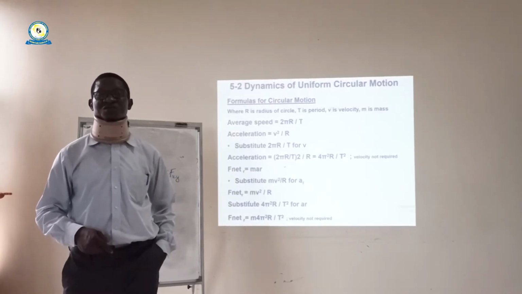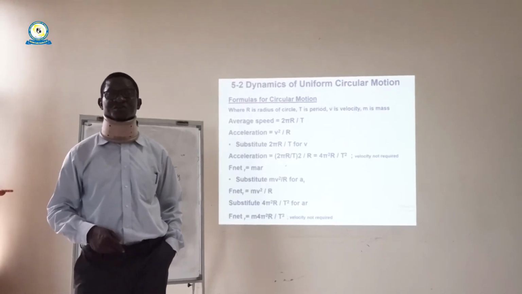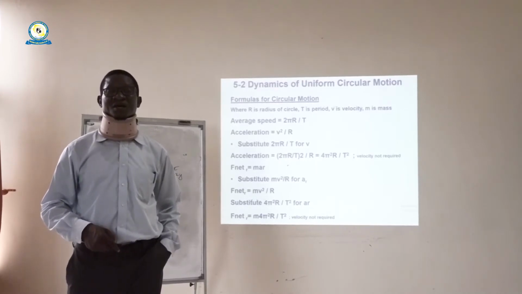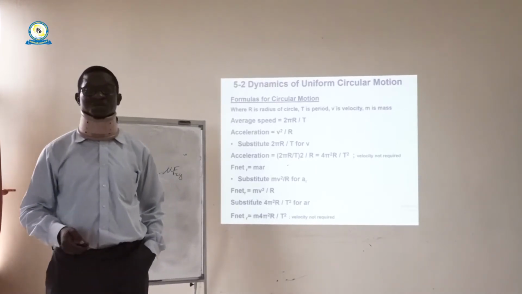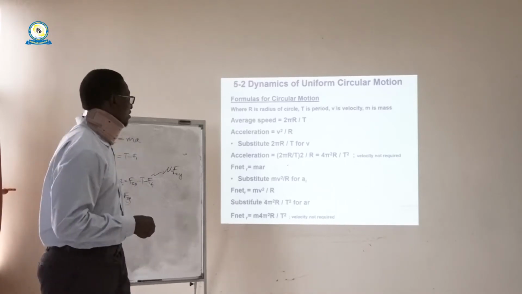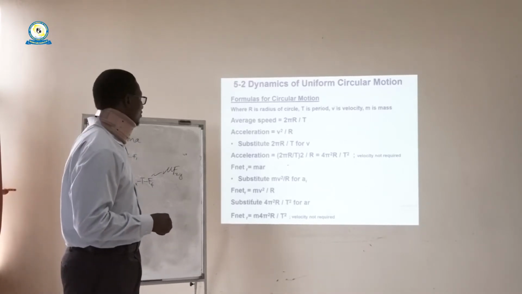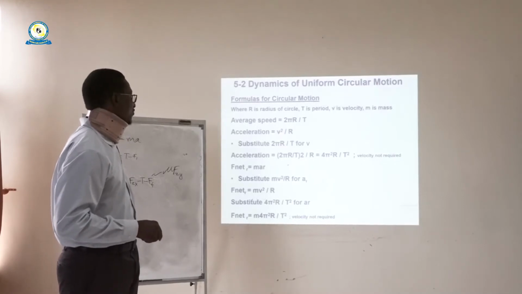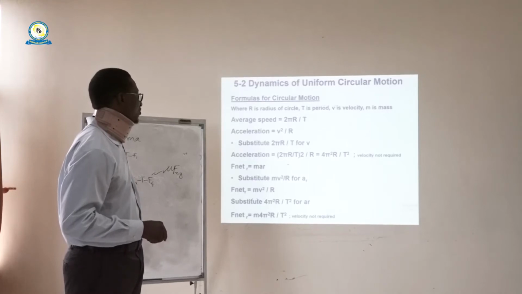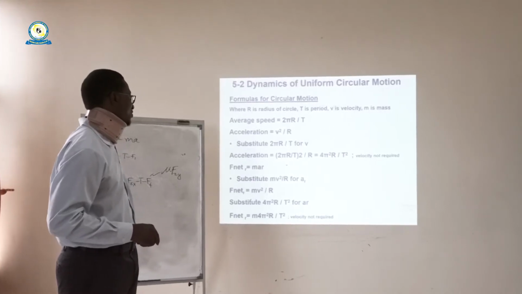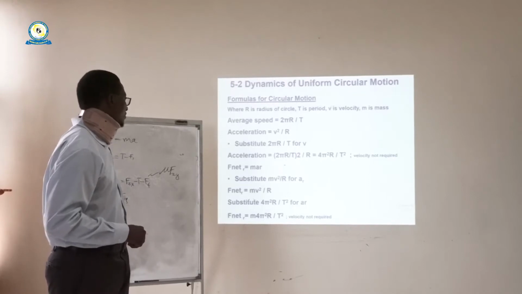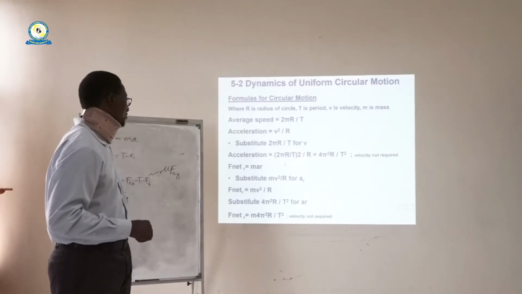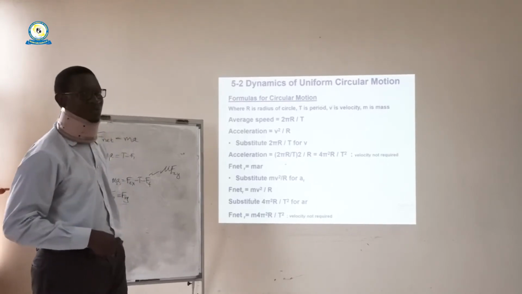Acceleration is equal to v squared over r. We know that. Substitute 2 pi r over T for v. We want to use the period in our formula here. We substitute, and we get 4 pi squared r over T squared. Velocity is not required. If you are given the period, you can use this formula for centripetal acceleration.